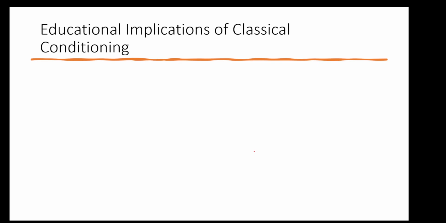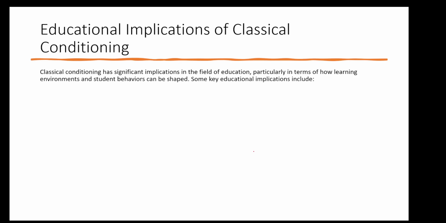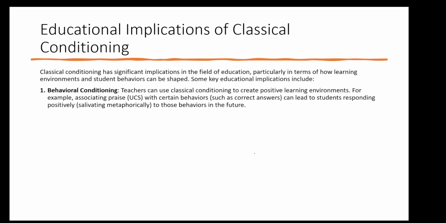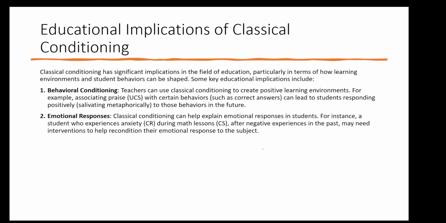Educational implications of classical conditioning. Classical conditioning has significant implications in the field of education, particularly in terms of how learning environments and student behaviors can be shaped. Some key educational implications are below. Behavioral conditioning. Teachers can use classical conditioning to create positive learning environments. For example, associating praise with a certain behavior, such as a correct answer, can lead students to respond positively to those behaviors in the future.